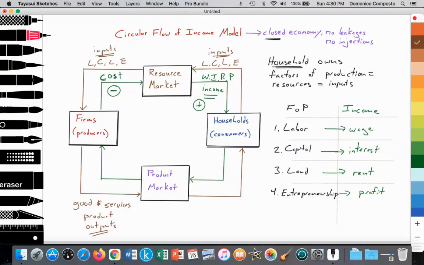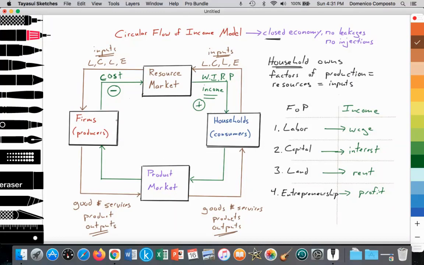And firms offer these goods and services in the product market, where we go to shop in the shopping mall, at the supermarket, any type of retail store that we go to buy outputs. We're engaging with the product market. And households acquire those goods and services, and they take them home. Also known as products, also known as outputs.